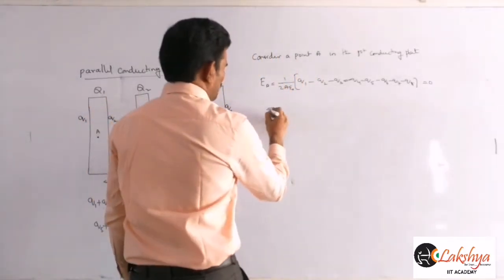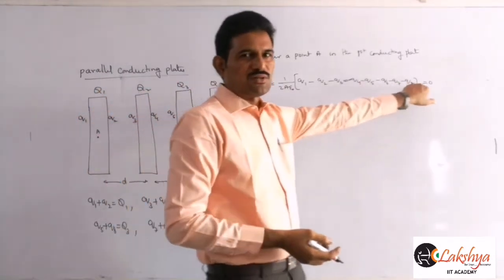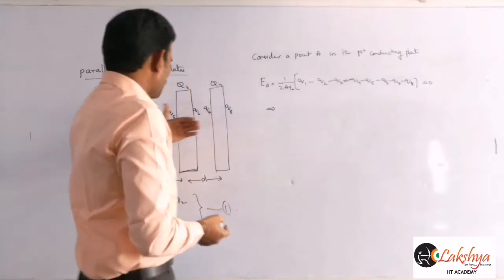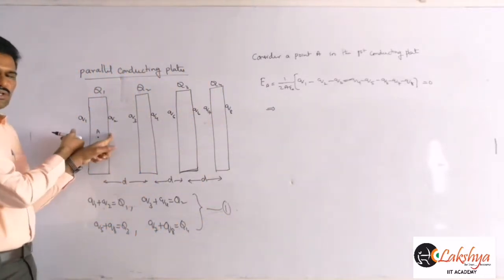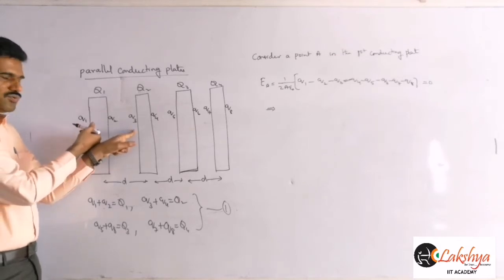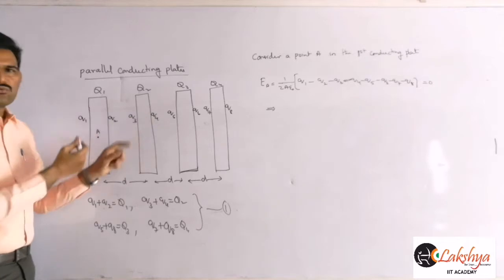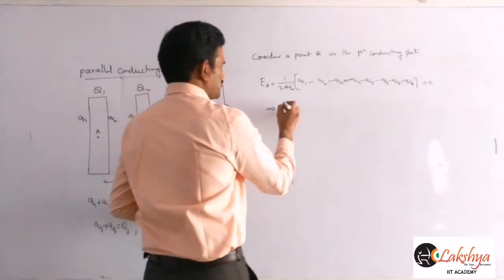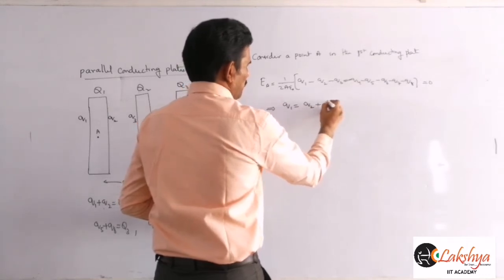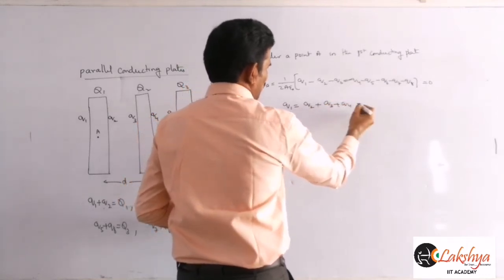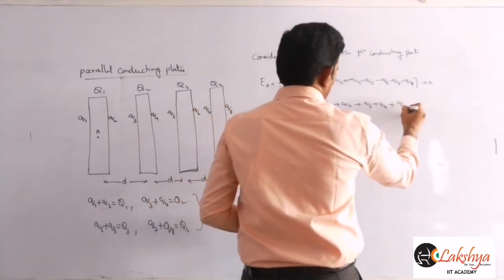Now all these are sigma by 2 epsilon naught, and sigma will be different for different planes here. Got it? Due to q2 the field will be q2 by 2a epsilon naught, and due to q3 it will be q3 by 2a epsilon naught, with 1 by 2a epsilon naught taken common. So now this term I can write as q1 is equal to q2 plus q3 plus q4 plus q5 plus q6 plus q7 plus q8.